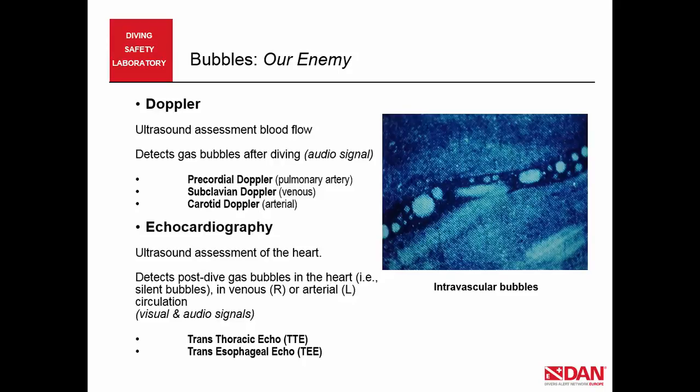Alternatively, bubbles may be visualized by means of a different application of ultrasound, of which echocardiography is the most relevant to diving. This assessment of the heart allows gas bubbles to be detected inside the heart, in other words, so-called silent bubbles, and the probe may be placed either on the outside of the chest, in which case it is called transthoracic echo or TTE, or the probe may actually be passed down the esophagus right behind the heart, which is then called transesophageal echo or TEE. At present, DAN Europe uses only precordial Doppler and transthoracic echo as part of the advanced DSL research program.